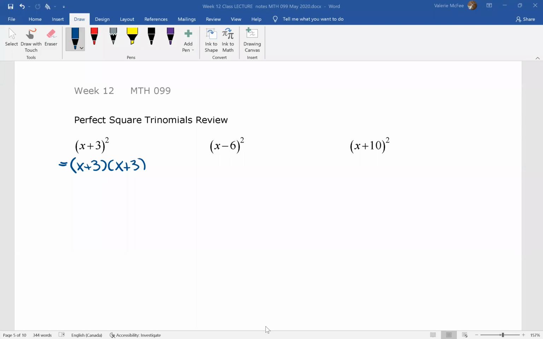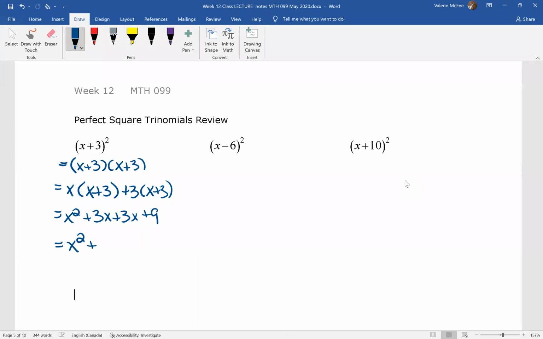You know, of course, that we're squaring everything inside the bracket. So we now have a binomial times a binomial. Some of you might have a formula for multiplying this. Others will use the process that we've talked about this whole class, where x multiplies the second bracket and plus 3 multiplies the second bracket. Once we gather like terms, we have what's known as a perfect square trinomial, x squared plus 6x plus 9.